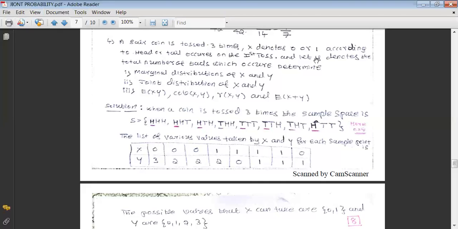Now, let us denote Y. They have said Y as the number of heads. As here we have written it as tails, but as I told you, please refer to it as heads. Now, in the first sample point, we find 3 heads. That's why it is 3.